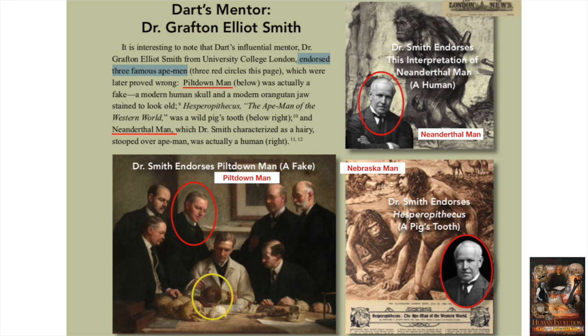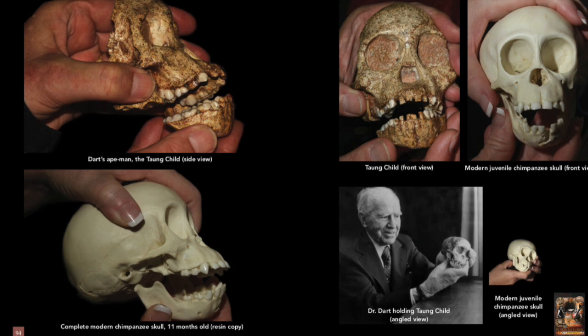And again, they didn't let people look at these fossils. That's the real problem. They'd hide them. This is what we found, but they won't let you look at them. And then Nebraska man, he approved that one too. So he's real excited about finding all these ape men, even though they're frauds. And he taught Dr. Dart. So Dart finds this skull that looks exactly like a juvenile chimpanzee skull and says, hey, it's an ape man child. It's the Taung child.